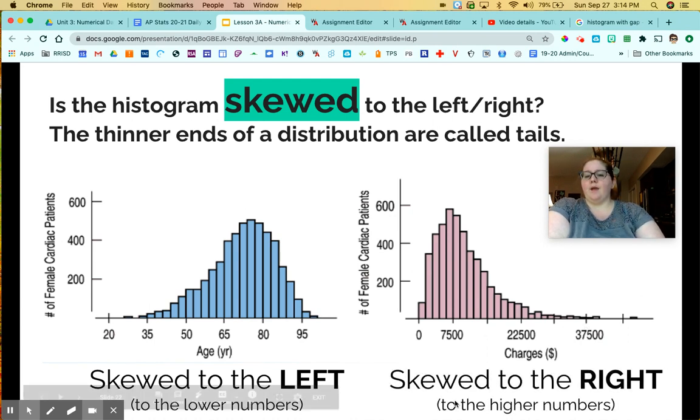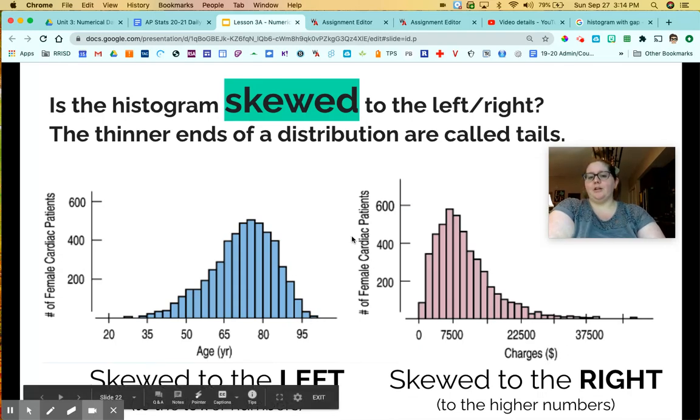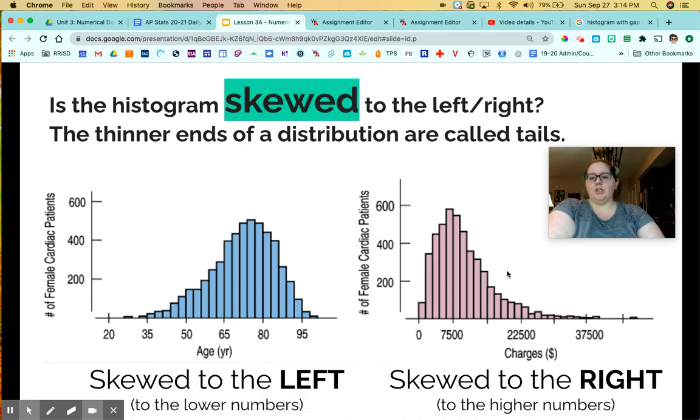So skewed to the right, or skewed to the higher numbers. This is the charges, the amount of money charged for female cardiac patients, right? We have our tallest bars in this $7,500 range, and then we have a few people who are charged a very, very large amount of money. So skewed to the larger numbers.